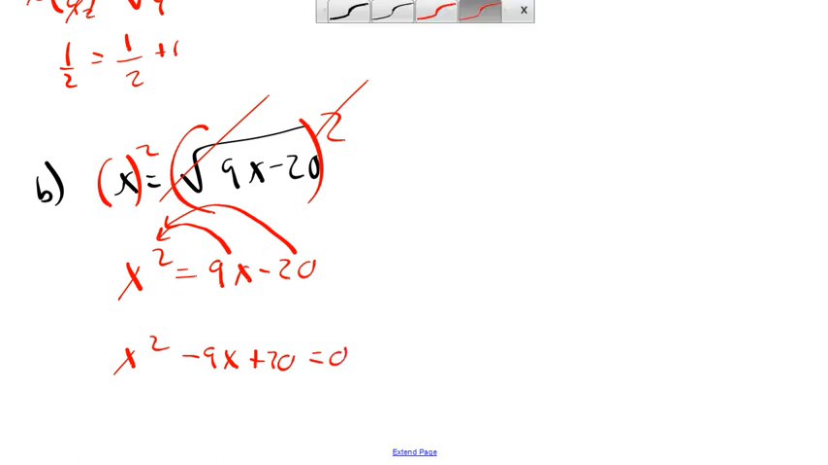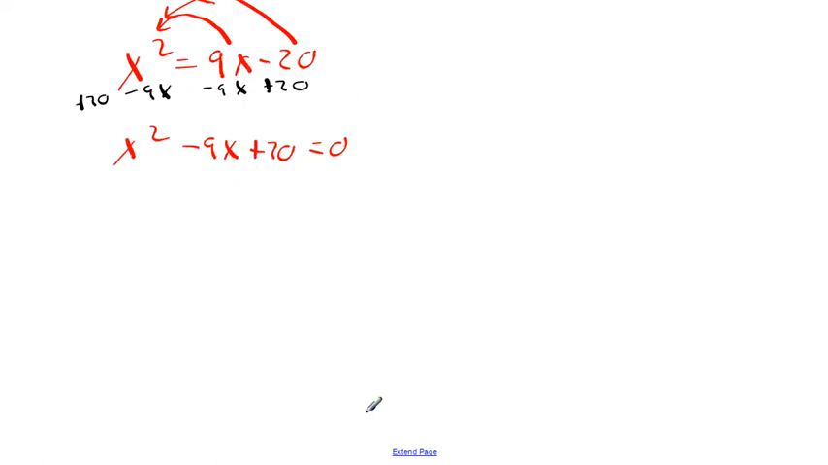Oh, I'm sorry, I didn't show that. I just did the opposite here, so I subtracted 9x from both sides. That's how I got negative 9x. And then I added 20, and that's how I got plus 20 there. Okay, so this one, we can go ahead and factor this guy as well. So let's do our judo x. 20 on top, negative 9 on the bottom. Two numbers that multiply to give us 20 and add to get negative 9.